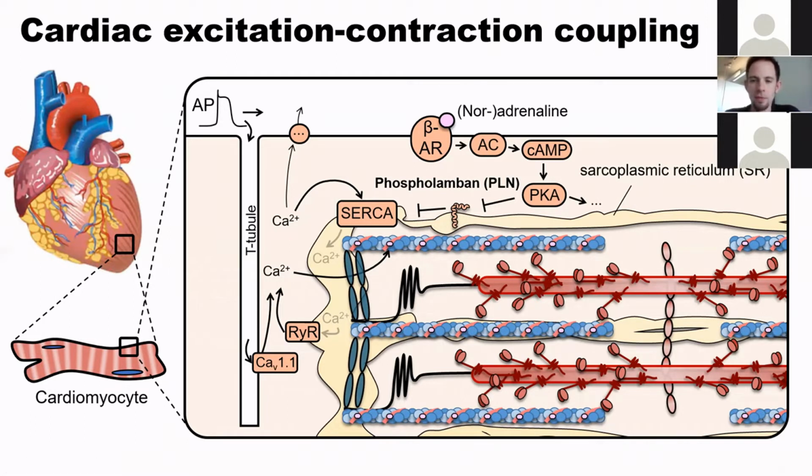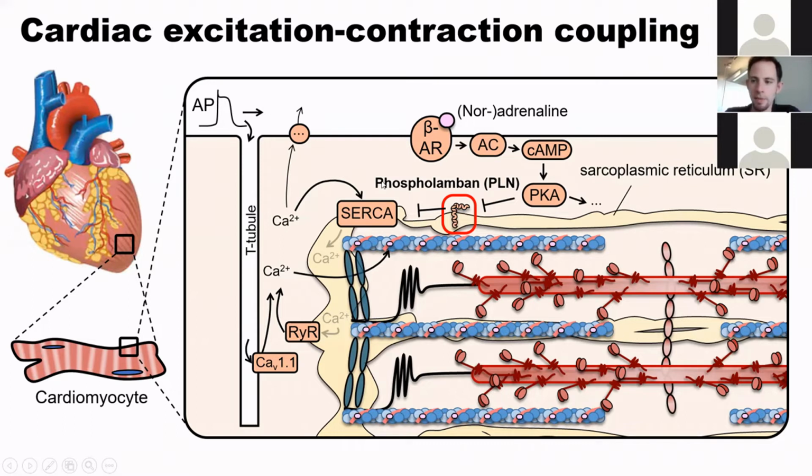While PKA can phosphorylate lots of different important targets in heart muscle cells, one particularly important one in this context is called phospholamban. Phospholamban is a small protein that resides in the membrane of the sarcoplasmic reticulum, where in its unphosphorylated state, it binds and inhibits the SERCA pump. When it becomes phosphorylated by PKA, this inhibition is released, and therefore the activity of the SERCA pump is increased.